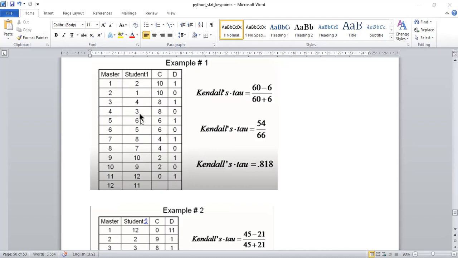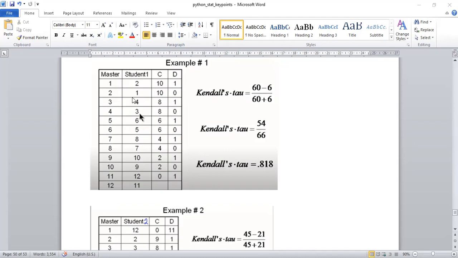So this is my concordance pair. When I have to calculate Kendall's tau, it is your concordant pairs minus discordant pairs, divided by concordant plus discordant pairs. This is the formula. So how do you get concordant pairs as 60? Look, this C column stands for concordant pair, this D column stands for discordant pair.